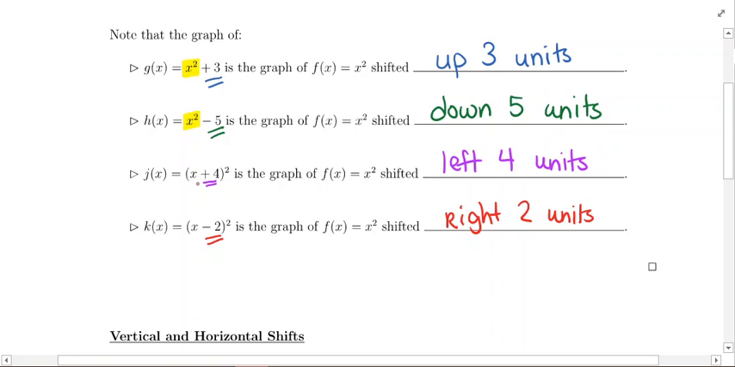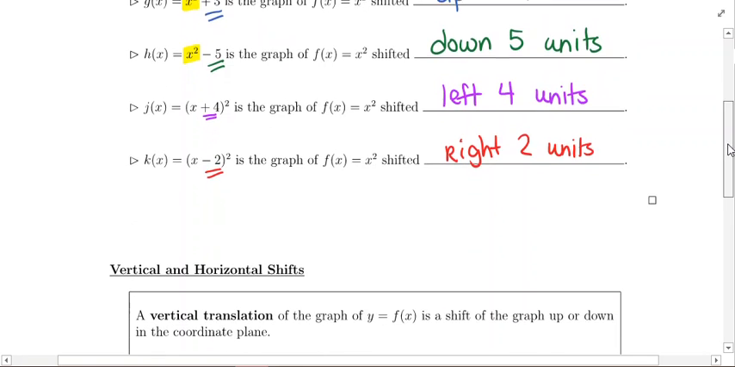If you have your original function, but now you've got parentheses, when you look at j of x, remember x squared is still involved, it's a quantity squared, but now you've got parentheses. So if you've got parentheses, that's indicating a horizontal shift. If you're adding inside the parentheses, you're going left by that many units, and if you are subtracting inside parentheses, you are going right by that many units.